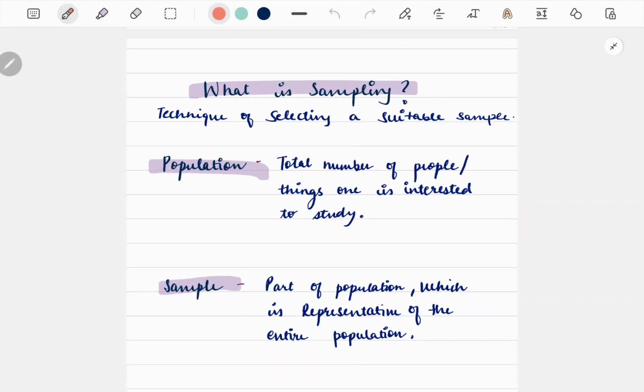In this video, we will discuss what is sampling, why do we need sampling, and what are the two major types of sampling. Let us understand what is population and sample first.